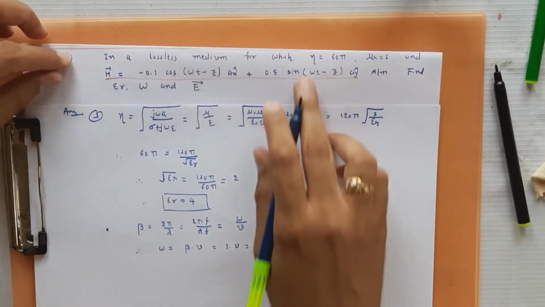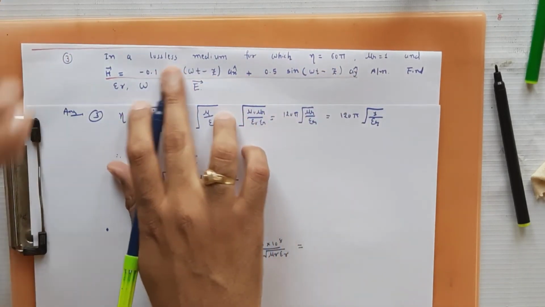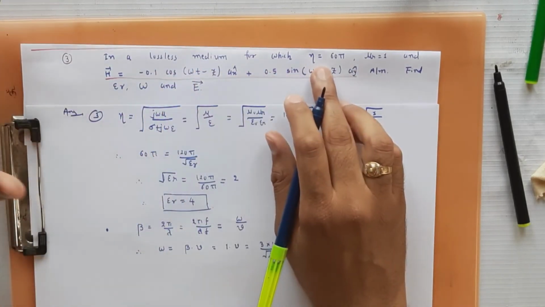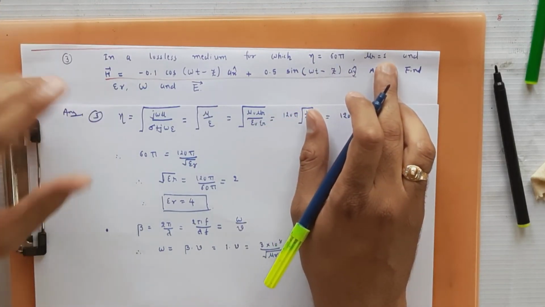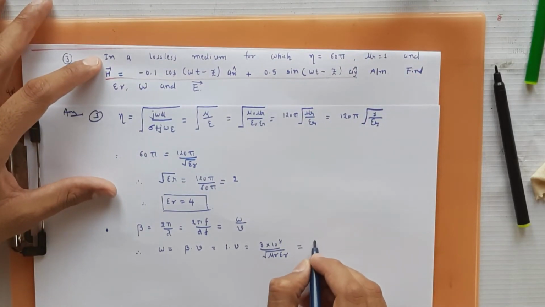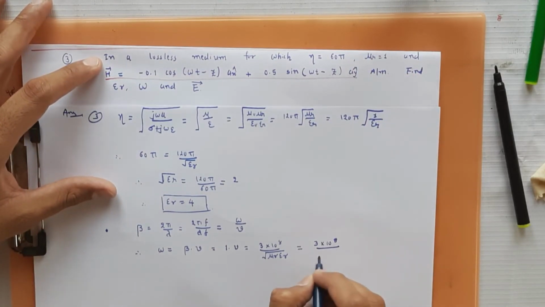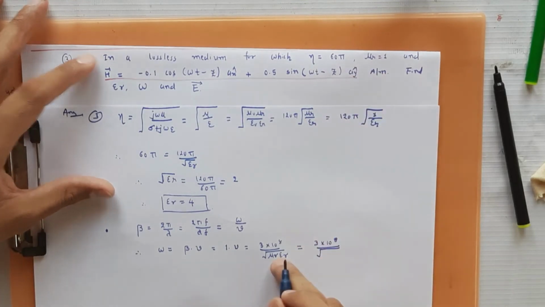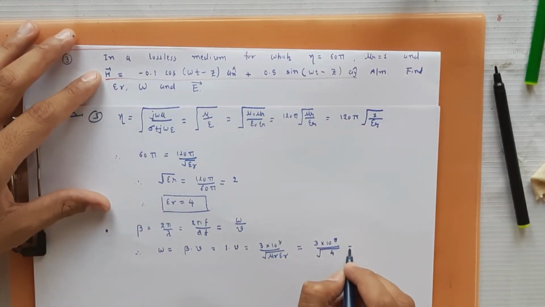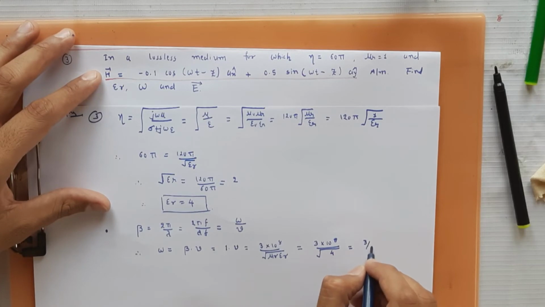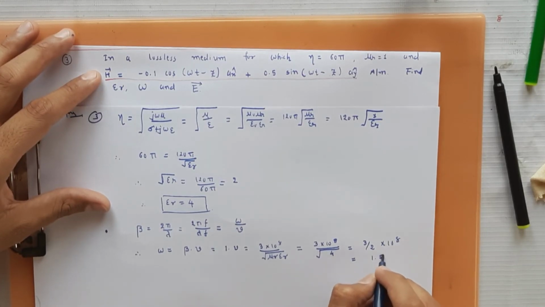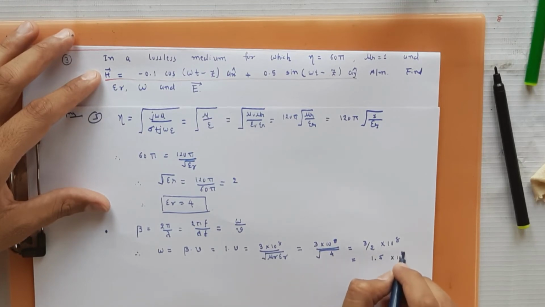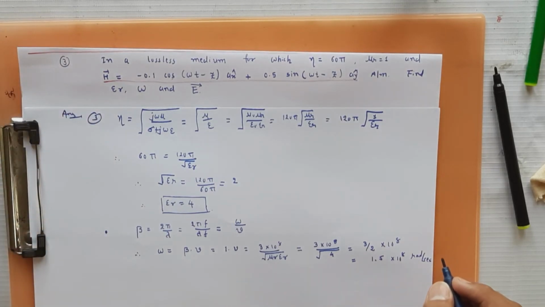Because here the wave is not propagated in free space, the wave is propagated in a lossless medium. If it were free space, eta would be 120 pi, mu r would be 1, and epsilon r would also be 1, but it is not given that way. So it is 3 into 10 raised to 8 divided by the square root of mu r, given as 1, and epsilon r, which we found to be 4. So the answer is 3 by 2 into 10 raised to 8, which means 1.5 into 10 raised to 8 radians per second. This is the value of omega.